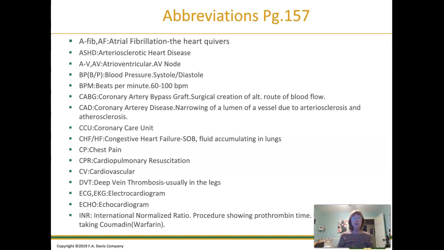ASHD, arteriosclerotic heart disease. That's a chronic disease. Heart disease, okay? So just remember that. It's a lot easier to say the ASHD. AV, and look at how it's used, A-V or AV. And that's the atrioventricular, and there's a node, that AV node, okay? That's what's going to take over sometimes when the SA node can't make your heart beat. So then the AV node kicks in.